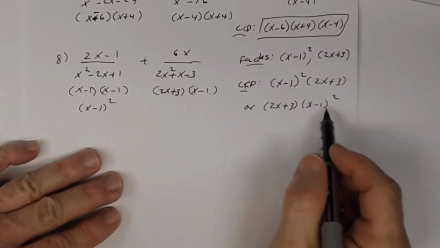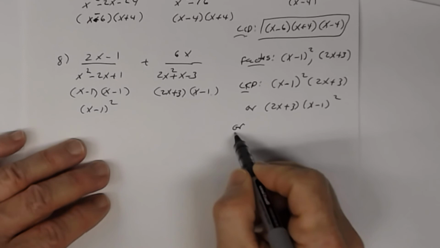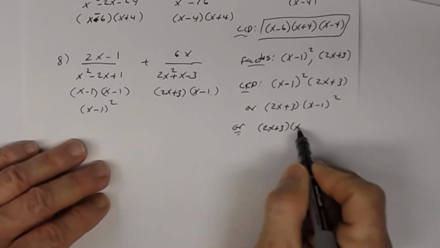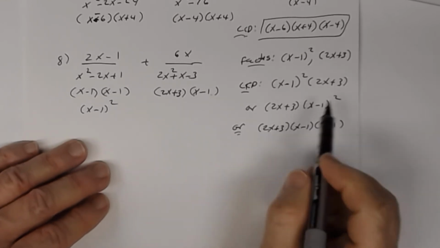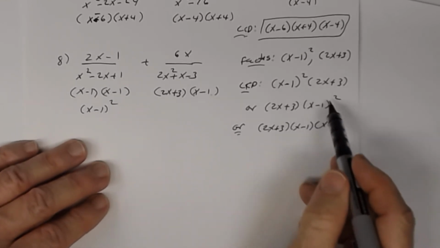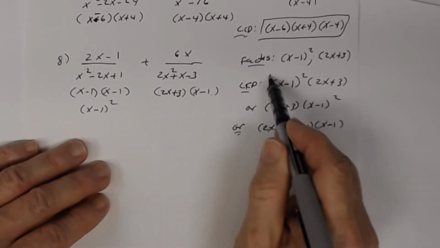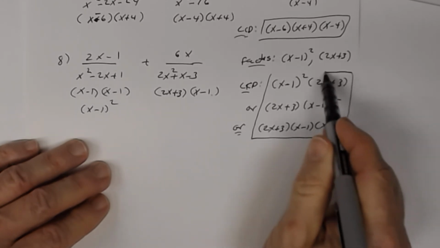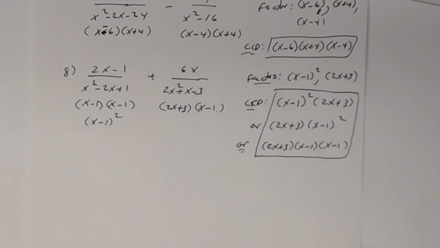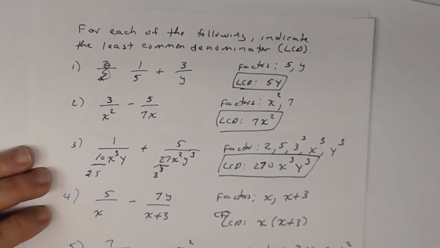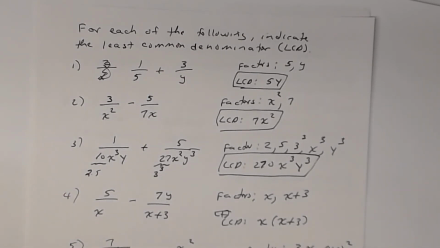Now some students will write it like this, and there's nothing wrong with it. Some students will ask, could I write it as 2x plus 3 times x minus 1 times x minus 1? And the answer is yes. If you don't want to write it as x minus 1 squared, you can write it as x minus 1 times x minus 1. It does not matter. All right, so that was a quick review on finding the least common denominator of two rational expressions.